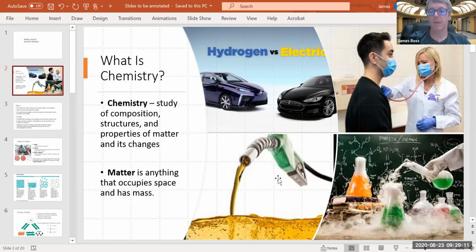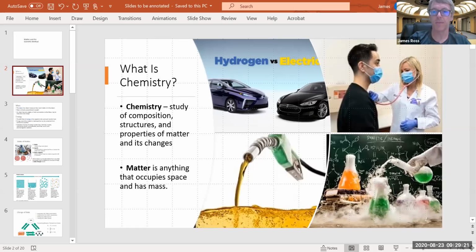So what is chemistry? Well, let me see if I can slightly resize this slide, because if I don't, I think my head's going to be over the corner of part of it.